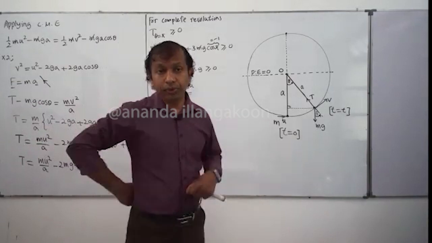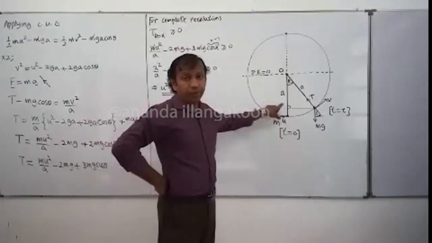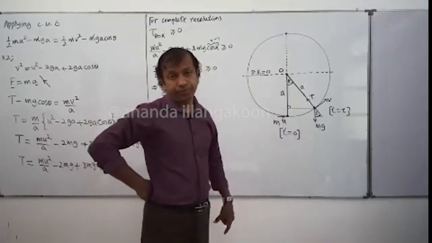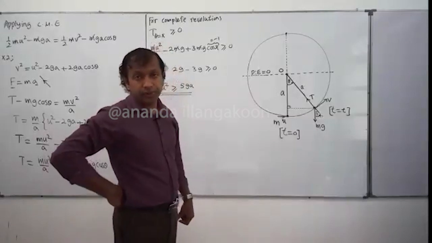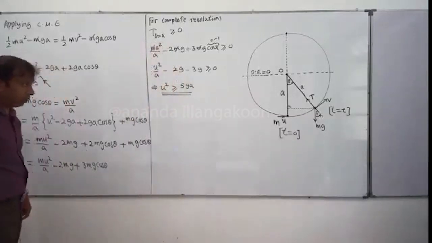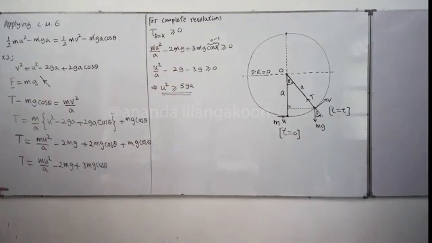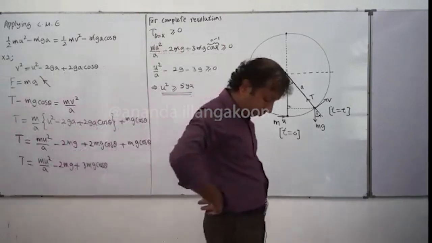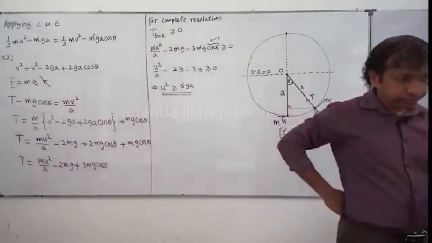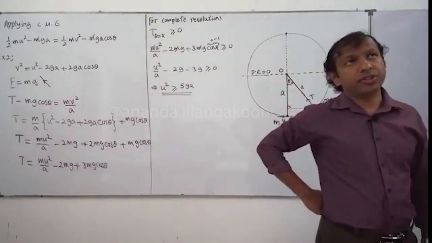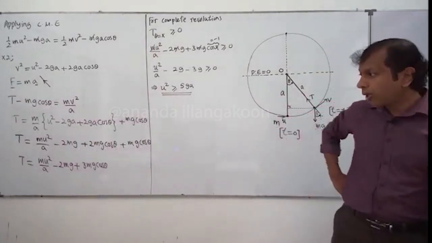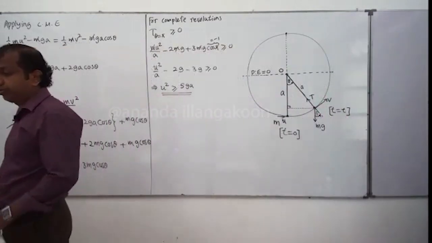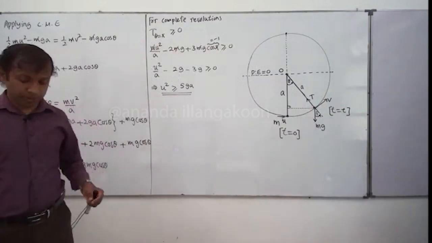So therefore, the tension in the string will be the greatest when the particle is projected. Okay, then you can write like this: the tension is maximum when cos theta is maximum.